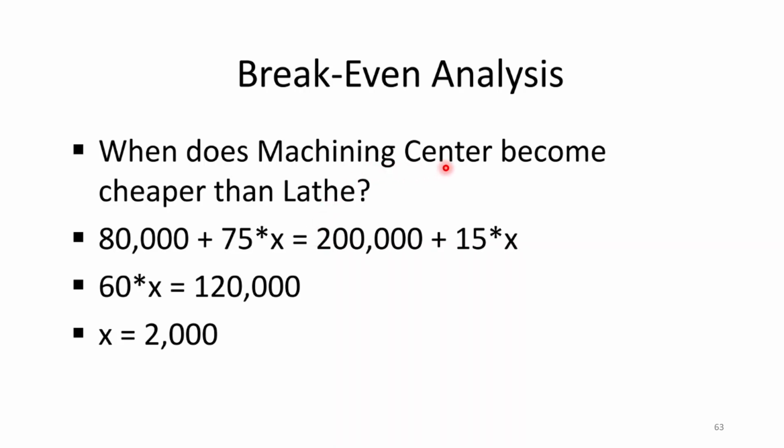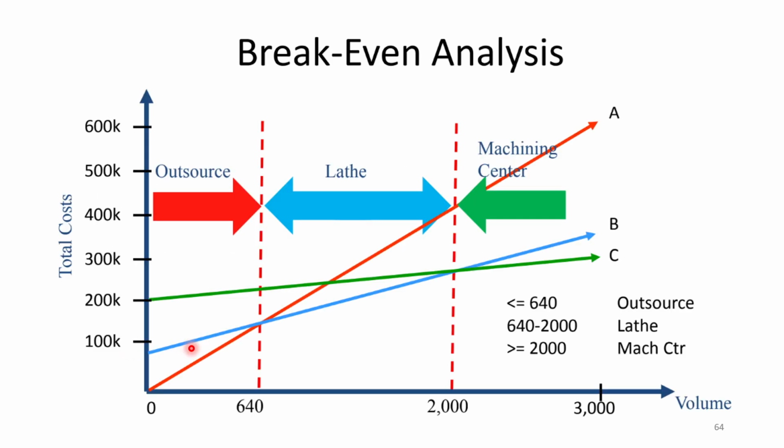So when does the machining center become cheaper than the lathe? 80,000 plus 75 times x will be equal to 2 lakh, which is the fixed cost for your other method, plus 15 times x. From this you will get the value of x as 2000. Now from 640 to 2000, the lathe will be cheaper, and below 640, outsourcing or directly buying will be cheaper, and after 2000 your machining center will be cheapest.